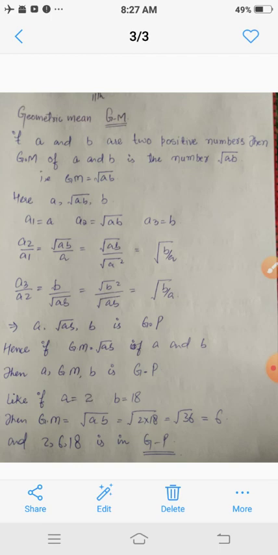Yesterday we discussed the geometric sequence and the sum of the n terms of the geometric sequence. Now, today we will be discussing the geometric mean, that is GM.